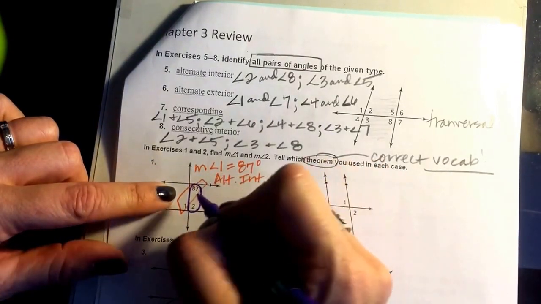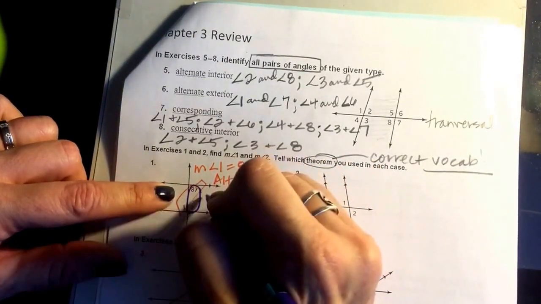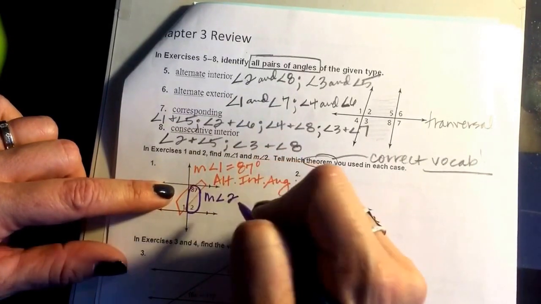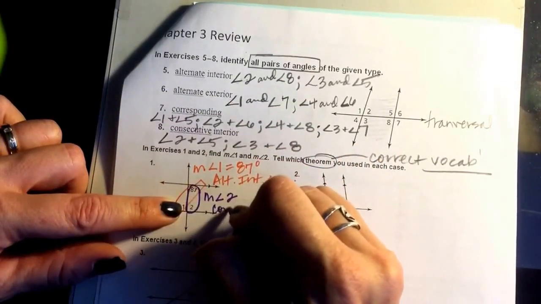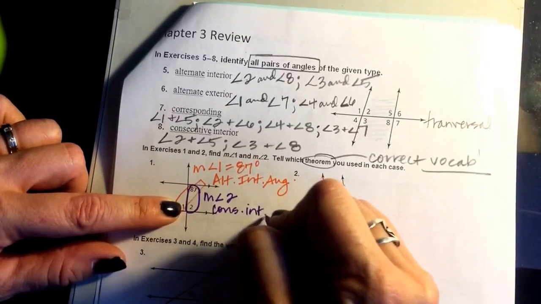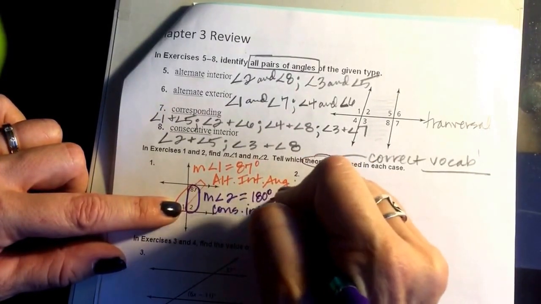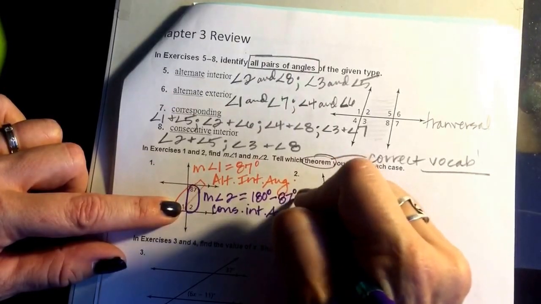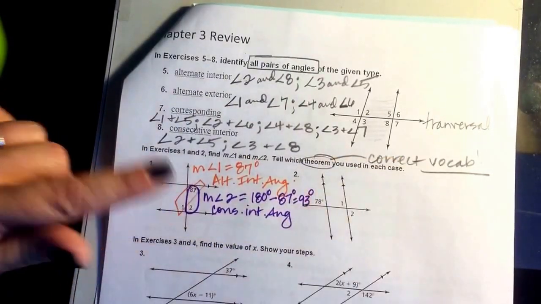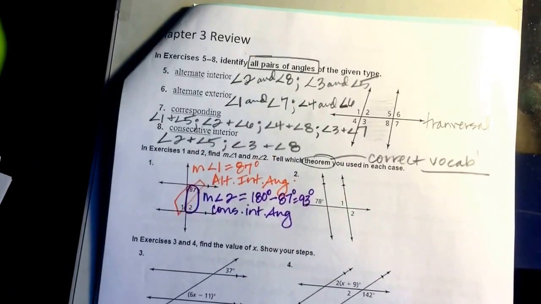Now, there's two ways. I've highlighted in purple here a way that I can find the measure of angle 2. And I'm going to be doing this by consecutive interior angles. The measure of angle 2 is going to be 180 minus 87, which would give me 93. Consecutive interior angles add to 180.